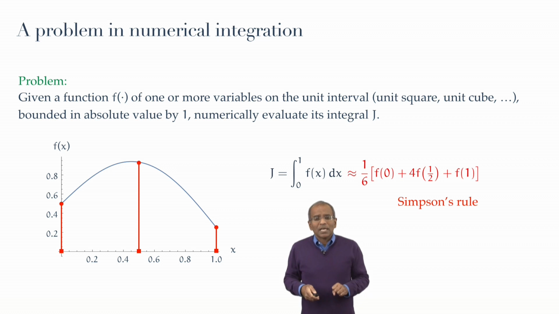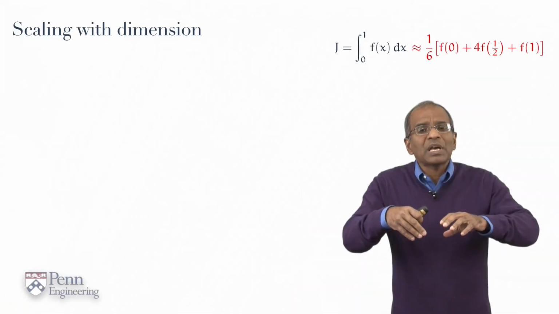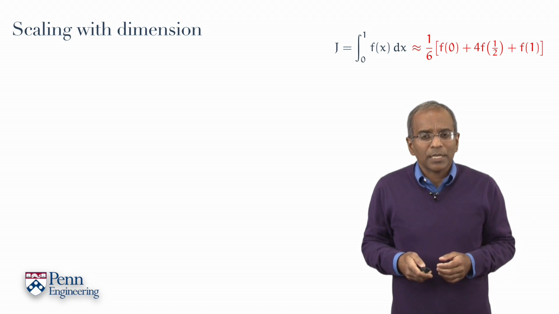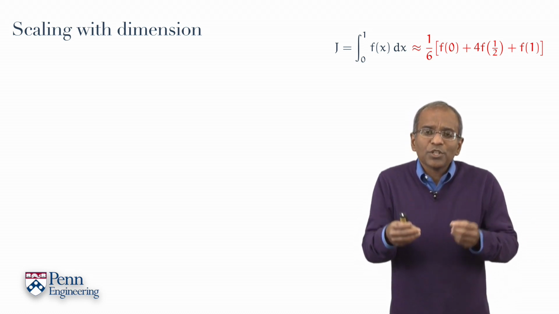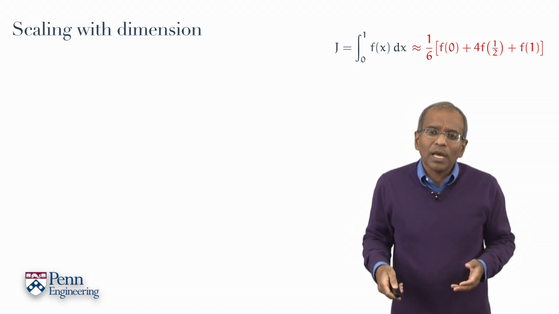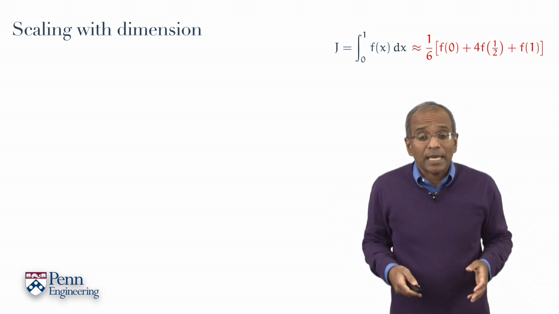Now, with this as background, let's see what happens when we have more than one variable for the function. So we want to look at how this problem scales with dimensionality. Of course, we could think of 2 dimensions, 3 dimensions, and so on. And we'll immediately jump to an abstract setting.